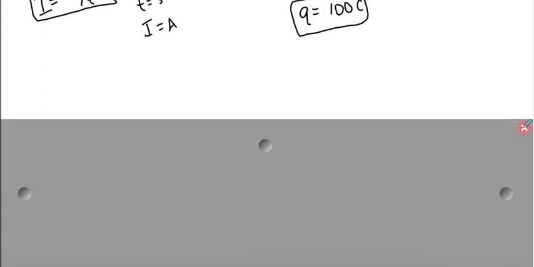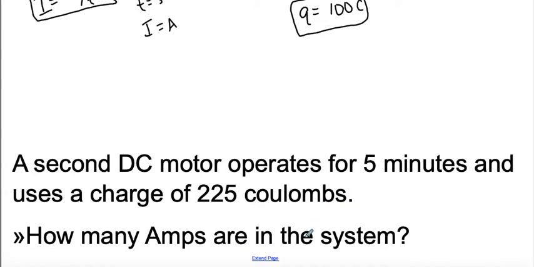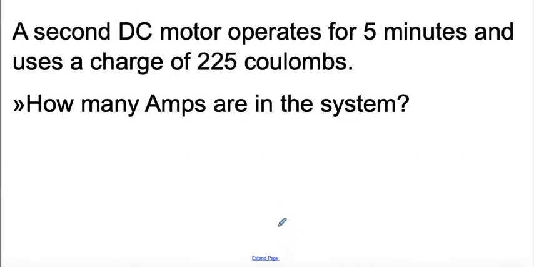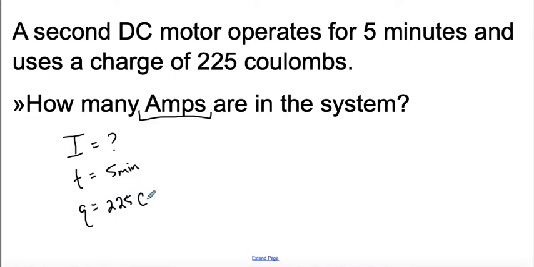Alright, let's take care of another one here. So a second DC motor operates for 5 minutes and uses a charge of 225 coulombs. So how many amps are in the system? So now I'm just going to write down the variables that I know and that I don't know. So amps, or current, that's what I'm looking for. Time, that is 5 minutes. And charge is 225 coulombs.